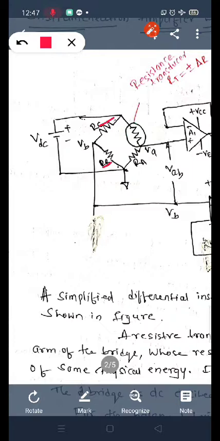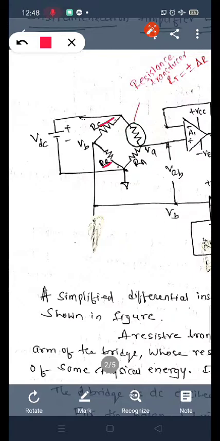RB and RC are fixed resistors. The voltage VB is constant. Whatever potential we have at VB will be the same for this condition. The potential at VB is equal to what we have derived and studied for the balanced condition also.